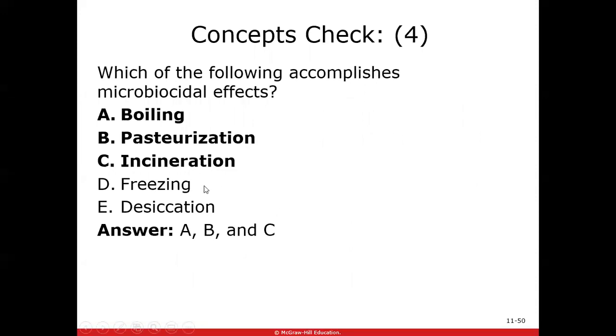Freezing causes microbial stasis, desiccation, microbial stasis. Once you start warming it back up, microbes can reactivate, and once you add water back, microbes can reactivate.